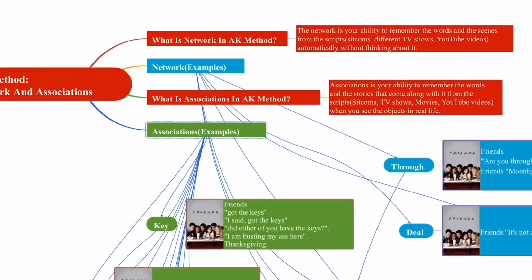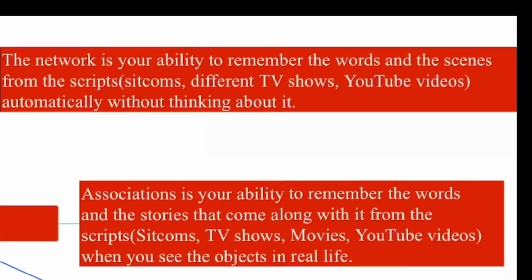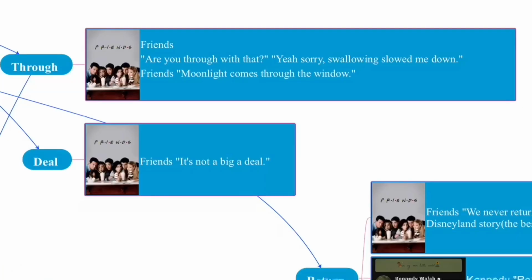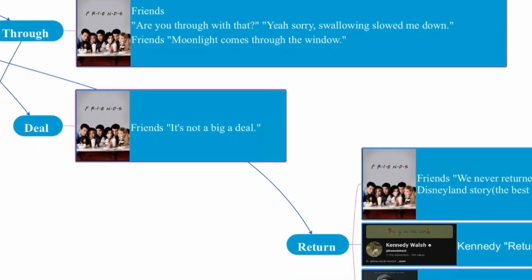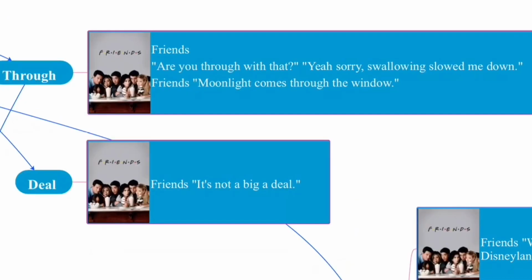What is network? Now, network is, by my definition, your ability to remember the words and the scene from the script. For instance, you learn English with Friends, with the script of Friends, automatically, without thinking about it. Let me explain to you guys what I mean by that. For instance, through, okay? Through. When someone tells me through, there are so many scenes, so many examples from my old studies that directly come to my mind, snap in my head.